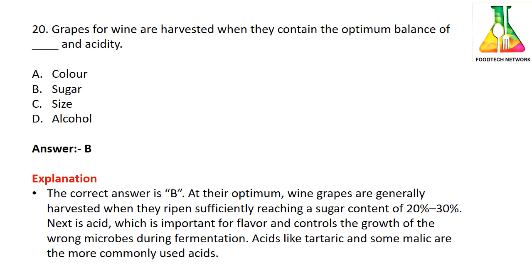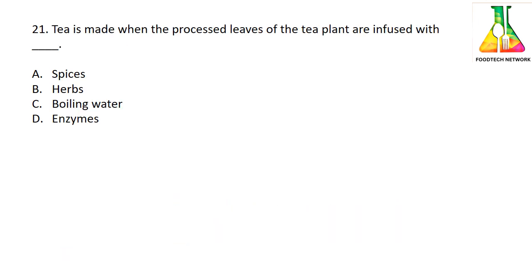At their optimum, wine grapes are generally harvested when they ripen sufficiently, reaching a sugar content of 20 to 30%. Next is acid, which is important for flavor and controls the growth of the wrong microbes during fermentation. Acids like tartaric acid and some malic acids are the more commonly used acids.